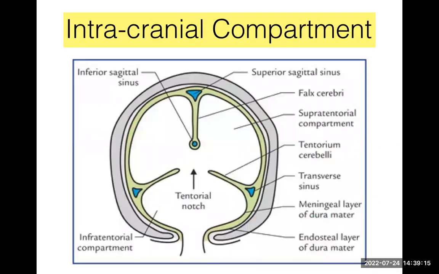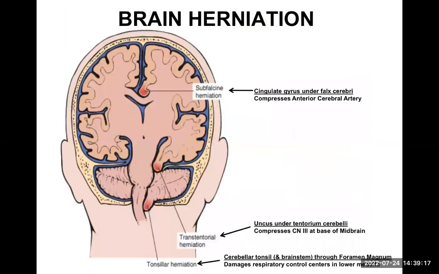Now we'll go to the intracranial compartment and brain herniation. Tough meningeal partitions separate the brain into regions. The tentorium cerebelli divides the intracranial cavity into supra- and infratentorial compartments. The midbrain passes through an opening called the tentorial hiatus or notch.